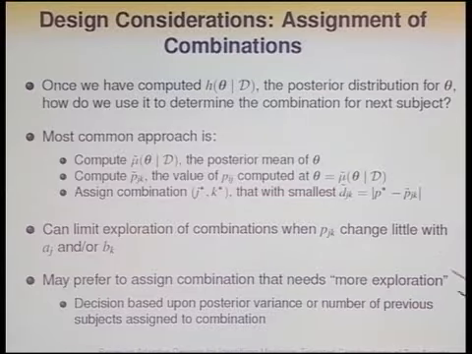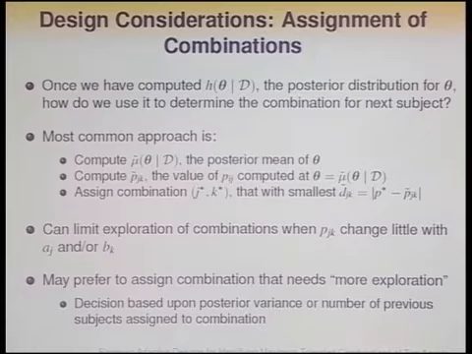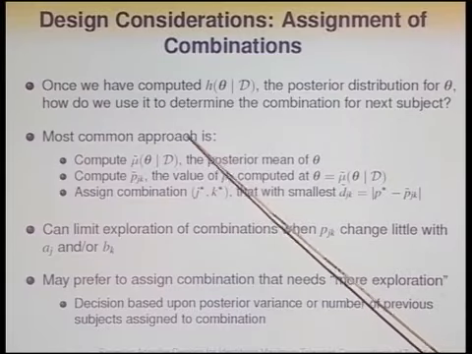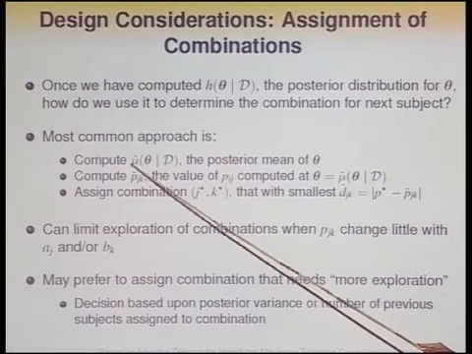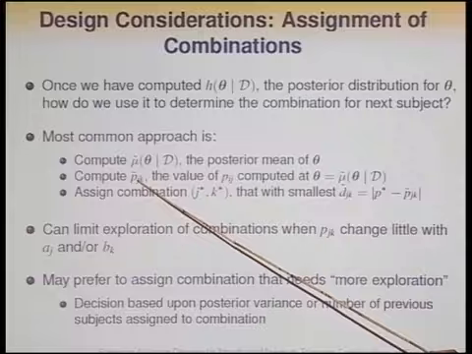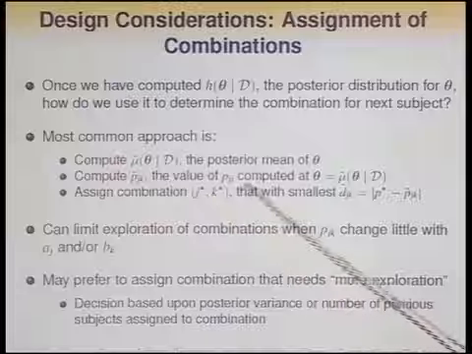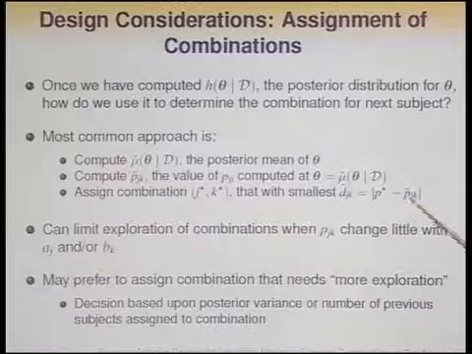Again, here's this slide trying to talk about what Don just mentioned and other questions: how do I assign combinations to people during my trial? Once I've computed this posterior, the set of data I have so far, what do I do with it to figure out what to give to the next person? The most common approach, as far as I'm aware of, is computing the posterior mean for theta, plugging that into my model to get an estimate of what that DLT rate is for each combination, and assigning the combination that is closest to my target, P star.